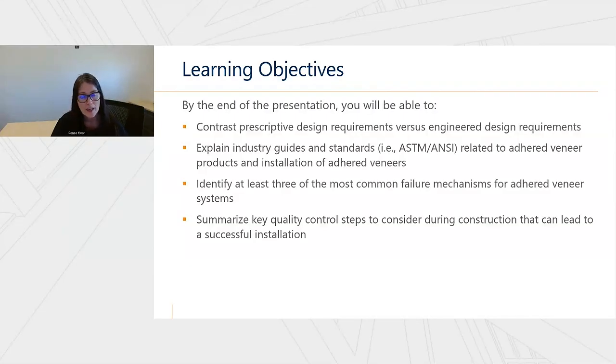Explain industry guides and standards such as ASTM and ANSI and how they relate to adhered veneer products and also installation. And then identify at least 3 of the most common failure mechanisms for adhered veneer systems. We get involved in a lot of failure investigations, so a lot of the knowledge that we have of adhered veneer systems comes from those investigations. And then finally, summarize key quality control steps to be considered during construction that can lead to a successful installation.